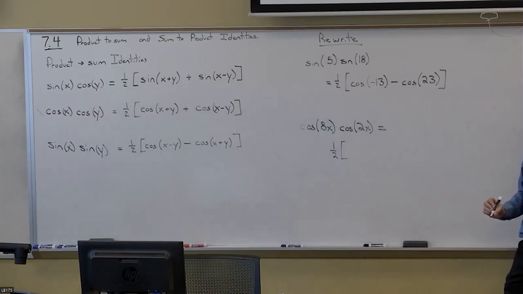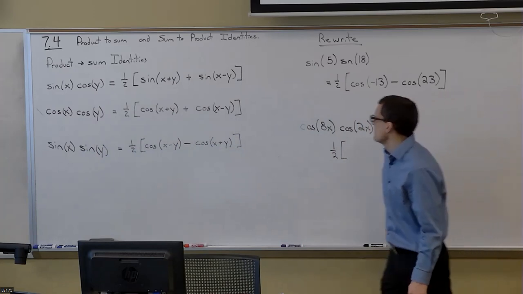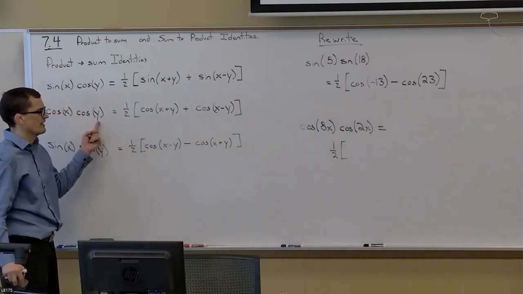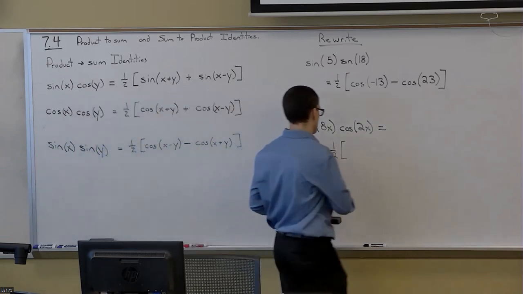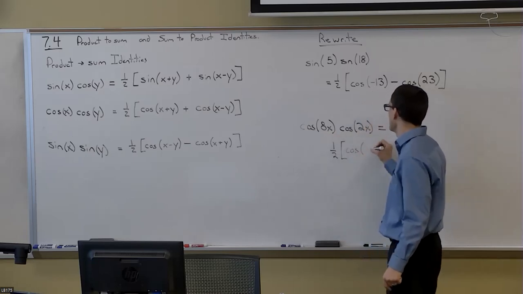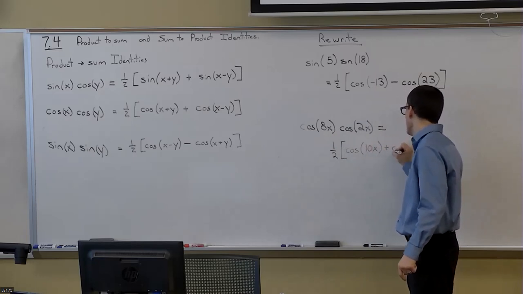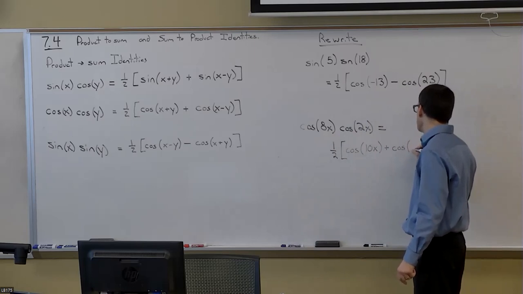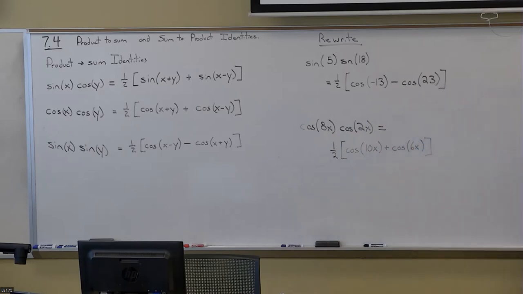Hopefully these are not too crazy. First angle, instead of just an x, is going to be an 8x. Second angle is going to be 2x. This product to sum identity gives me 1/2 cosine, add them up. If I add them up, 8x and 2x add to 10x. And then we do cosine of the subtraction. 8x minus 2x is a 6x. And you're done. That's the whole thing.